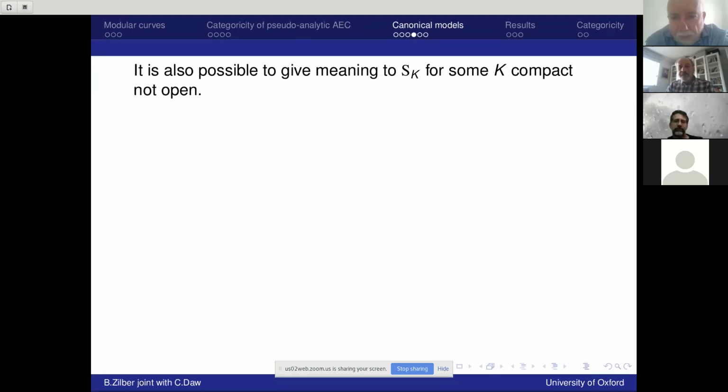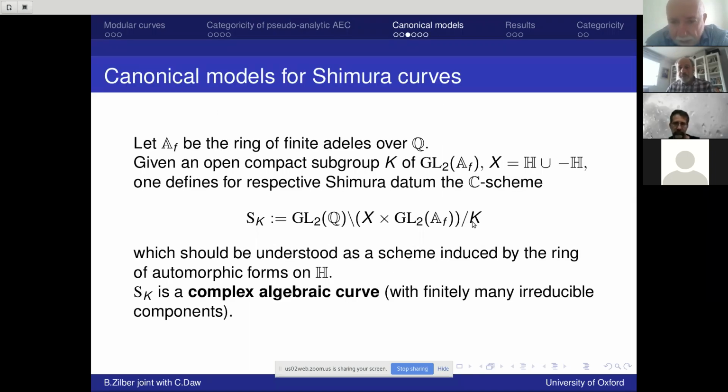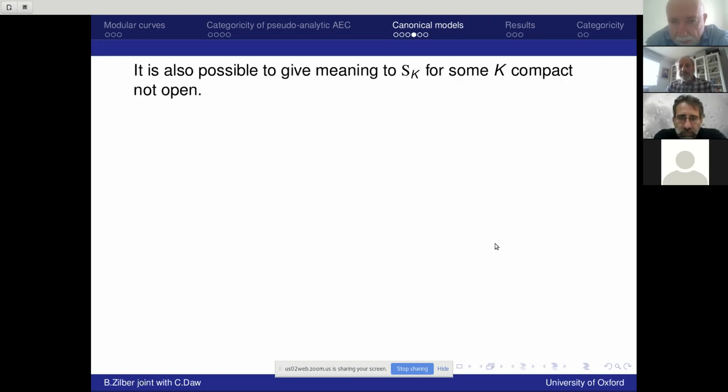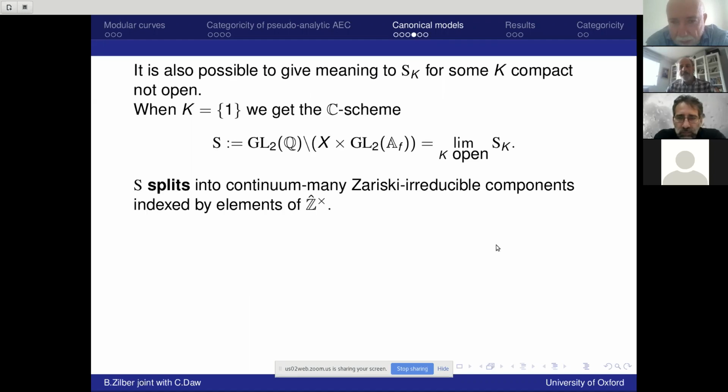Right. But for K here, sometimes it makes sense to take this K to be compact, but not necessarily open. So, for example, K to be trivial, equal to 1, just the identity. It also makes sense. And in this case, when K is equal to 1, this can be seen as the projective limit of these algebraic curves that I've just described.